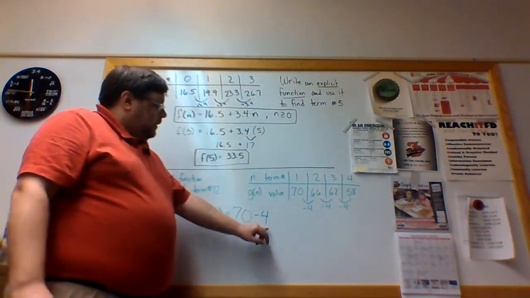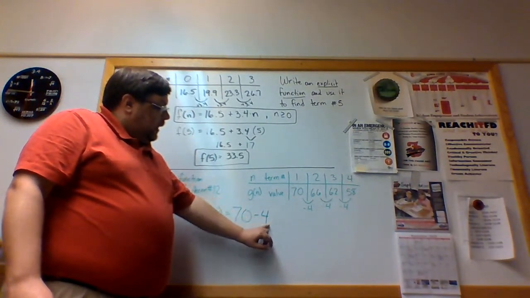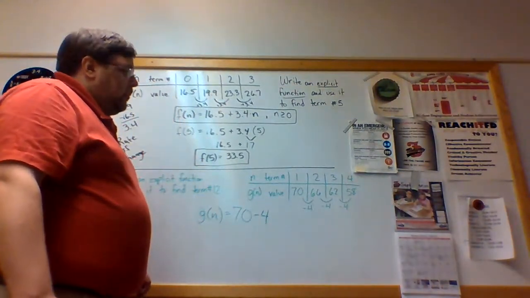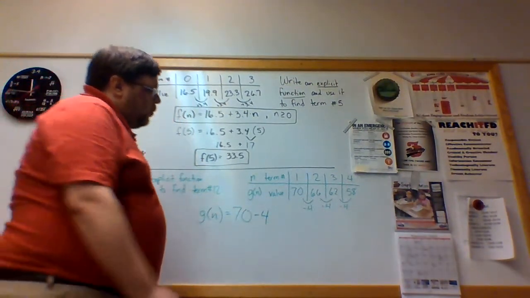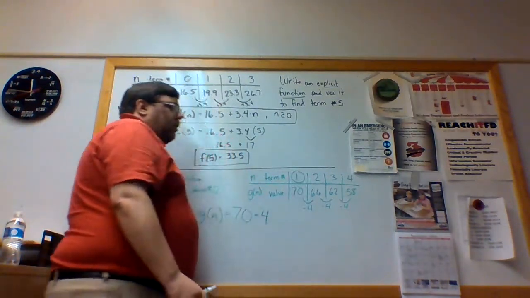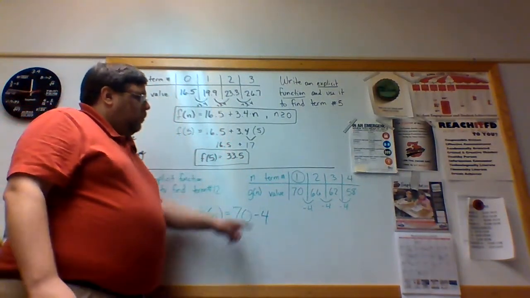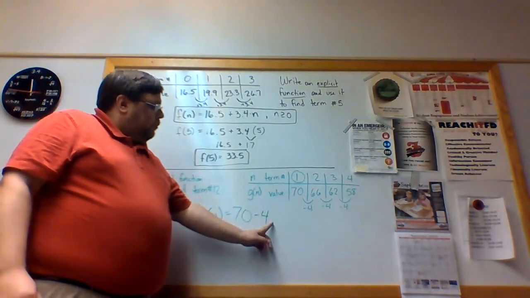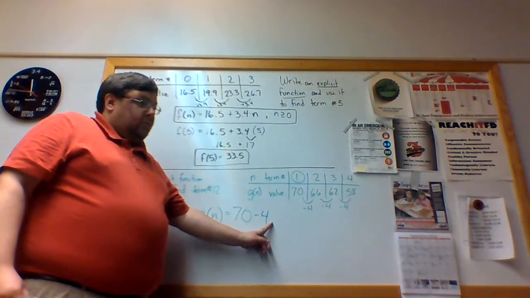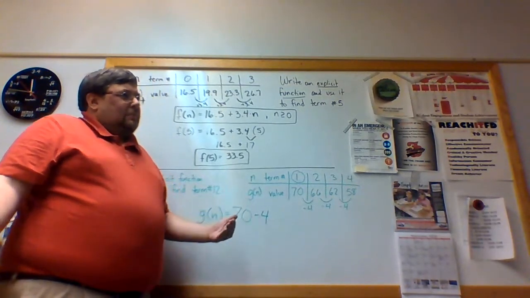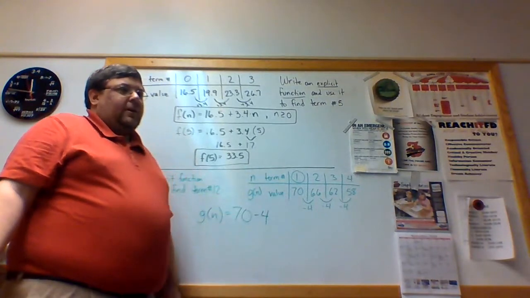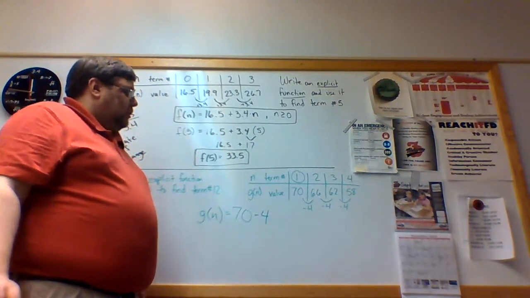Now, behind this, we would normally put times n because we want to see how many times we subtracted that 4. But this one's a little trickier. And the reason it's trickier is because of this right here. We started counting with term 1. So if I put 1 here, that would tell me that term 1 was 70 minus 4 once. But I don't need to subtract 4 from 70 to get 70. In fact, I don't want to subtract any 4s yet.